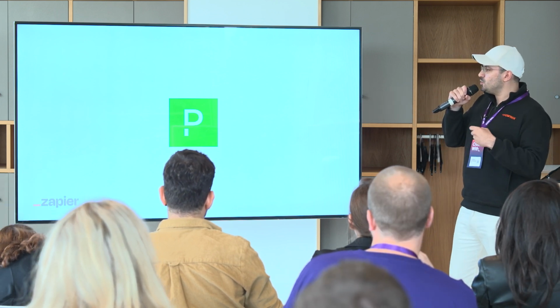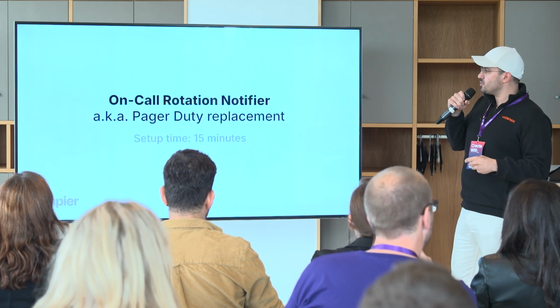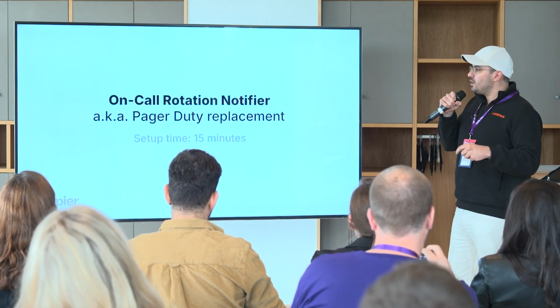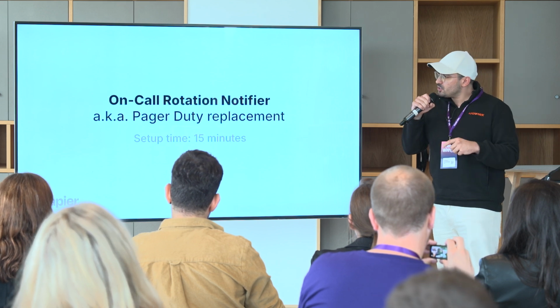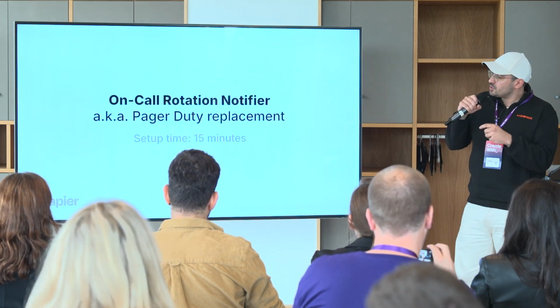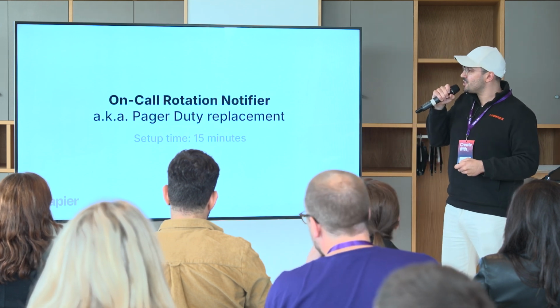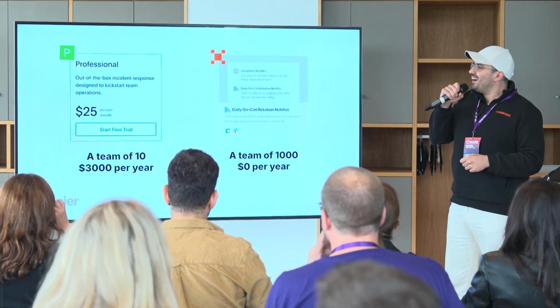Yeah, it's PagerDuty. PagerDuty is a service that lets you automate your error logging, your on-call scheduling, all these operations running around software companies usually. But today, we're going to build an on-call rotation notifier that can replace PagerDuty. And it will take us only 15 minutes if you do it by yourself. Here, it will be faster because I have it ready for you.